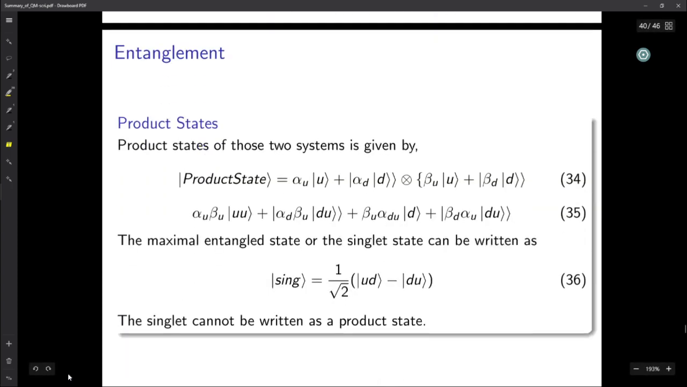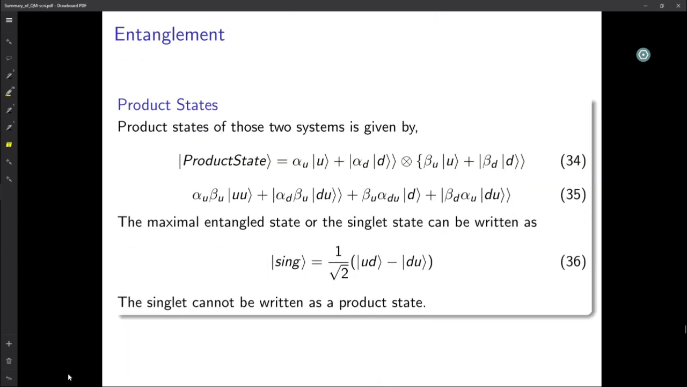So next slide. Product states. You have the component alpha u acting on the basis u, and alpha d acting on d, and then beta u acting on basis u, and beta d acting on basis d. Alpha is the vector that belongs to the first vector space, and beta is the vector that belongs to the second vector space.